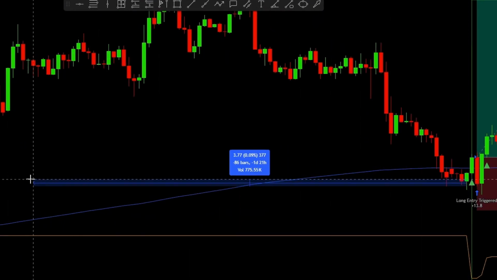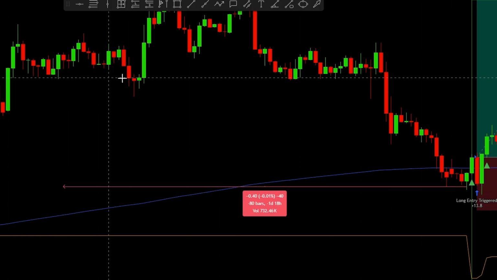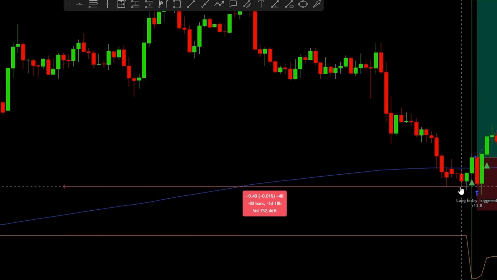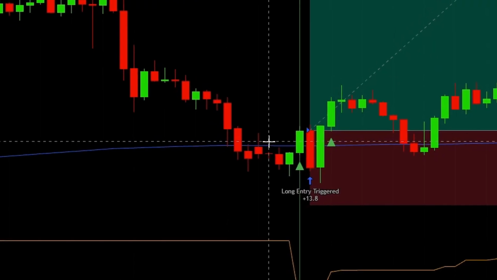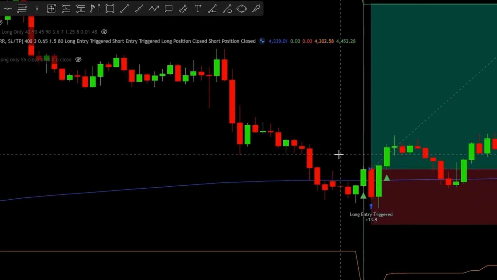So this candle and 80 bars is right around here. So in these 80 bars, can you see a lower low than this candle? I cannot, so that rule is also met. And of course, the price needs to close above the 200 length EMA. This blue line is the 200 length EMA, so we are all good to go.